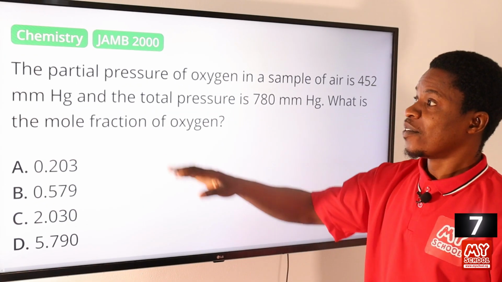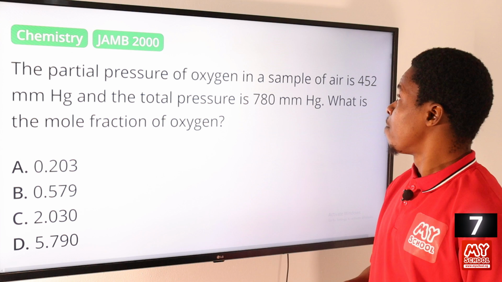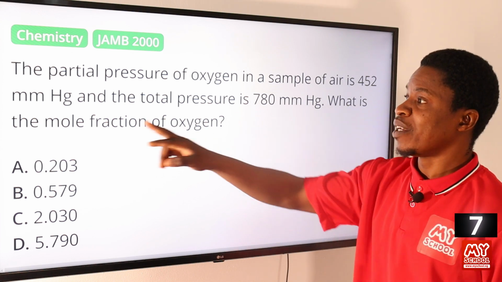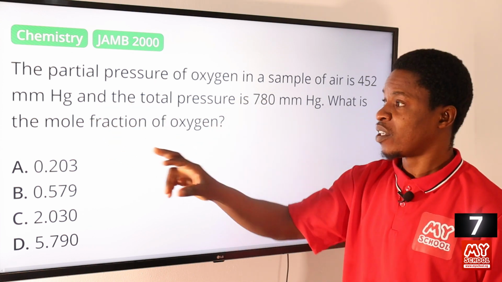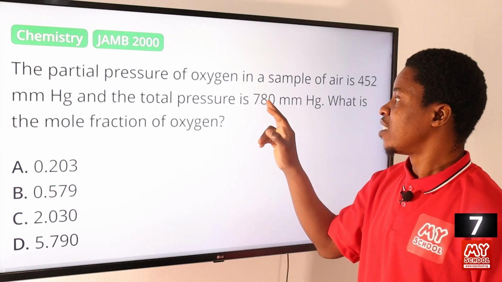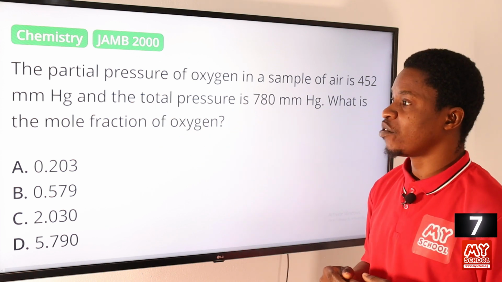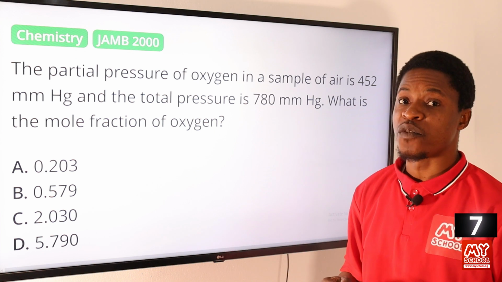Question number 7 now. The partial pressure of oxygen in a sample of air is 452 millimeter mercury, okay? And the total pressure is 780 millimeter mercury. What is the mole fraction of oxygen?